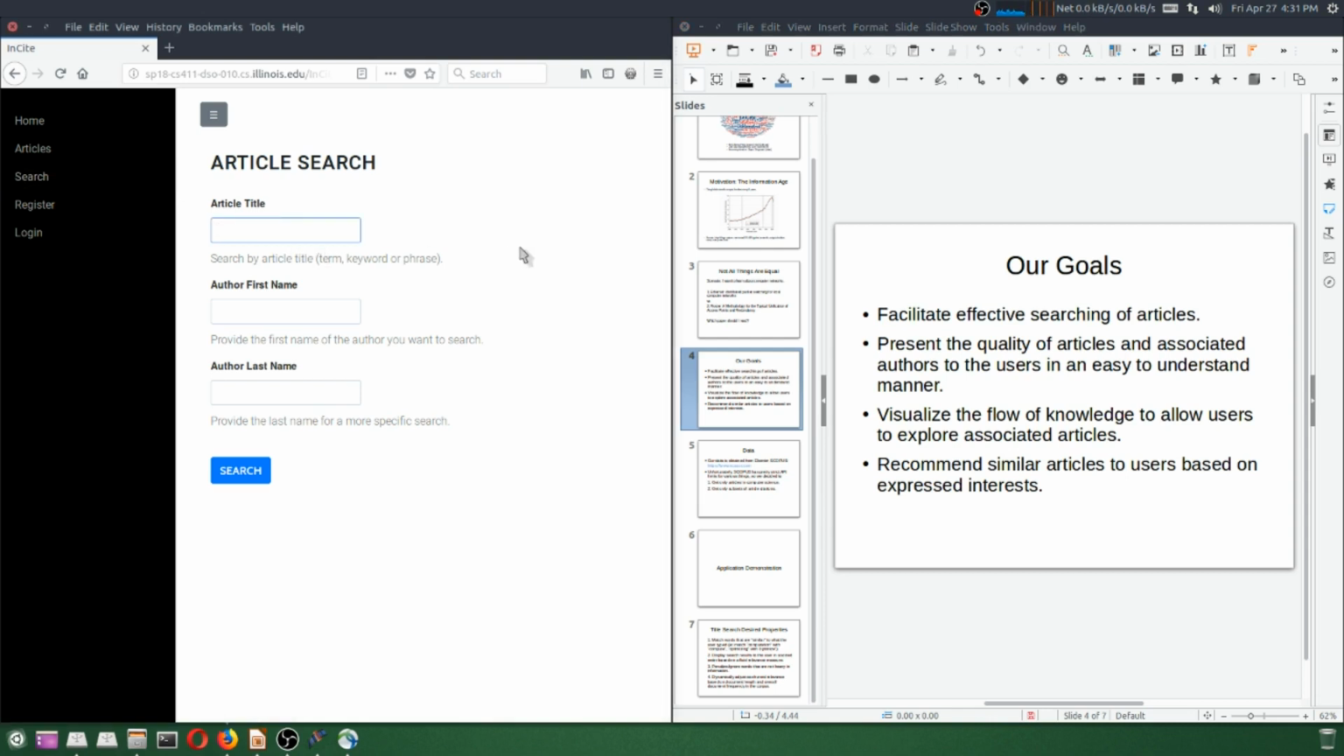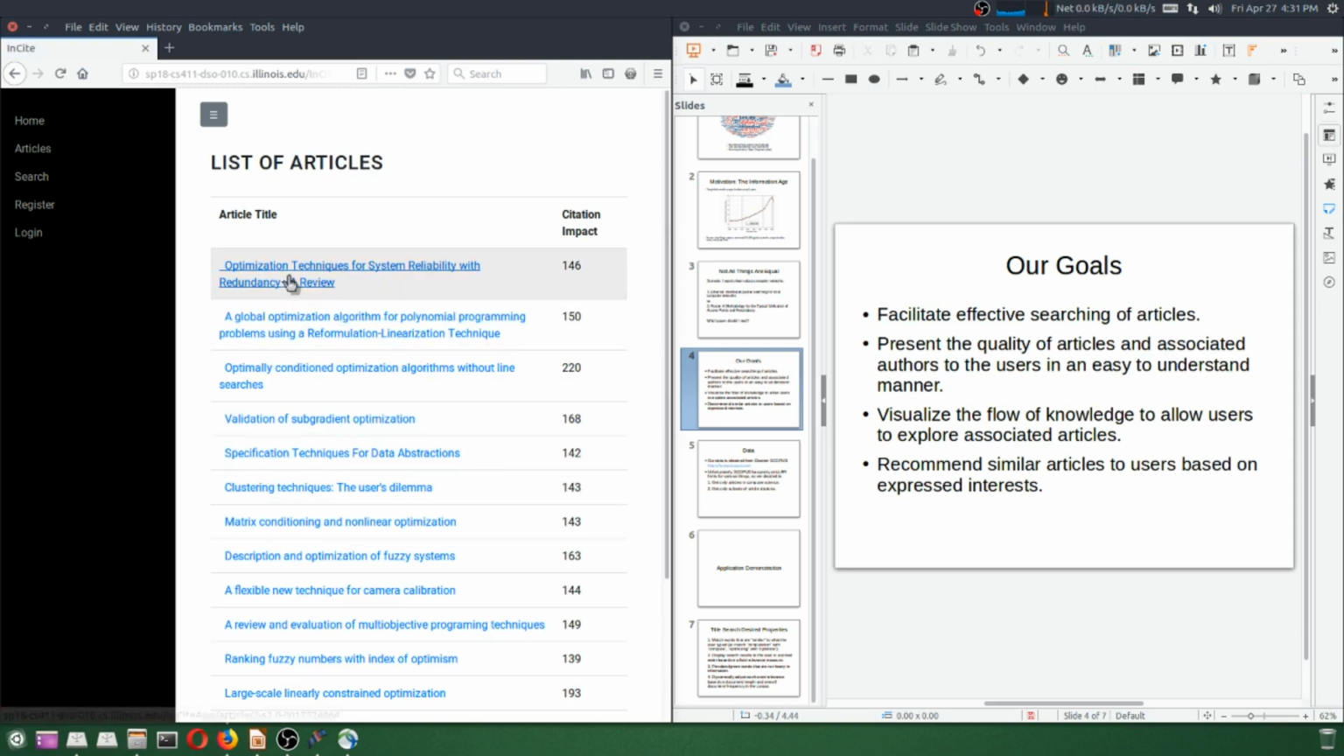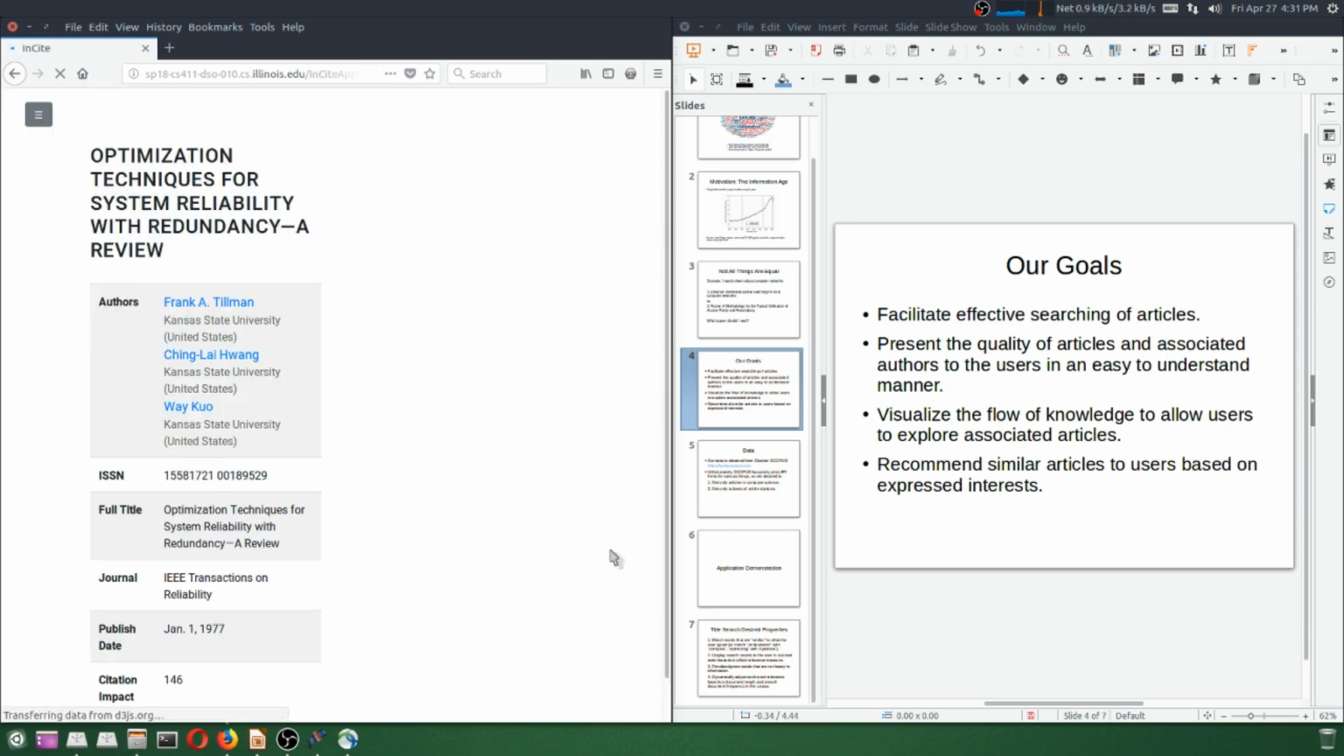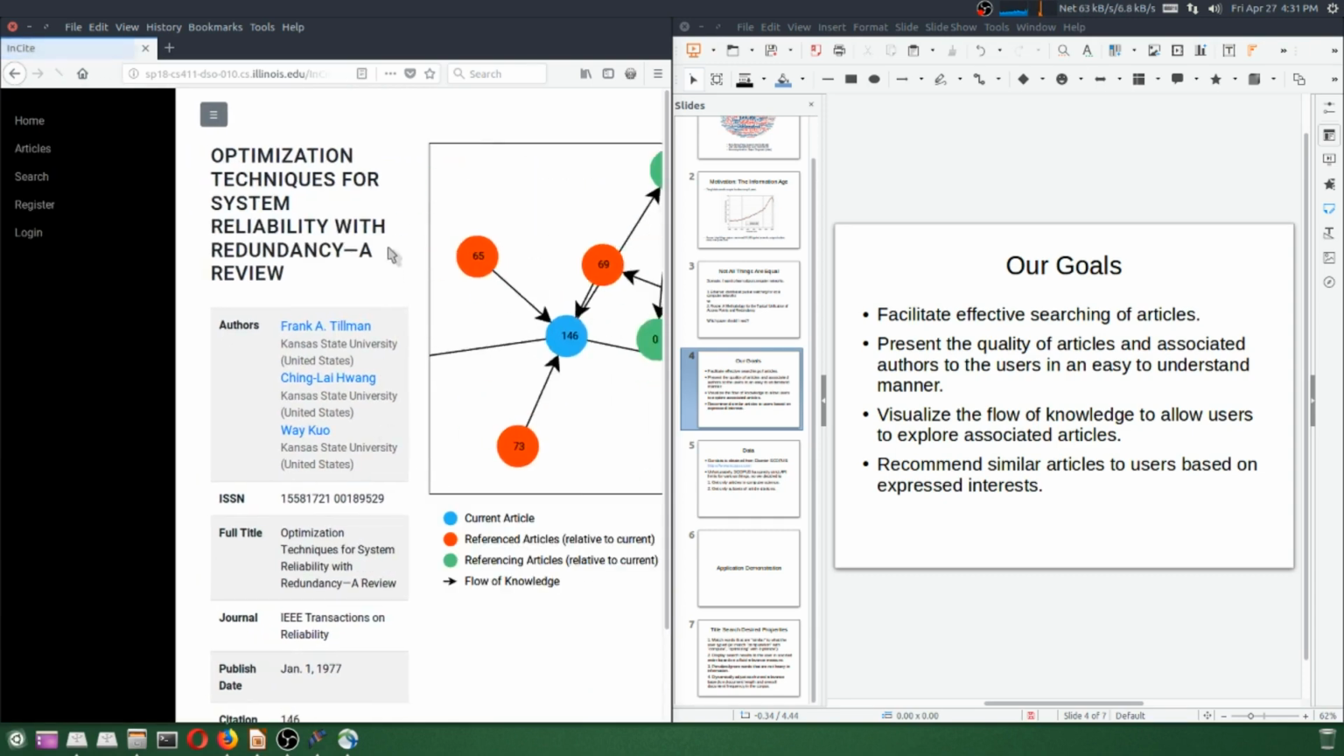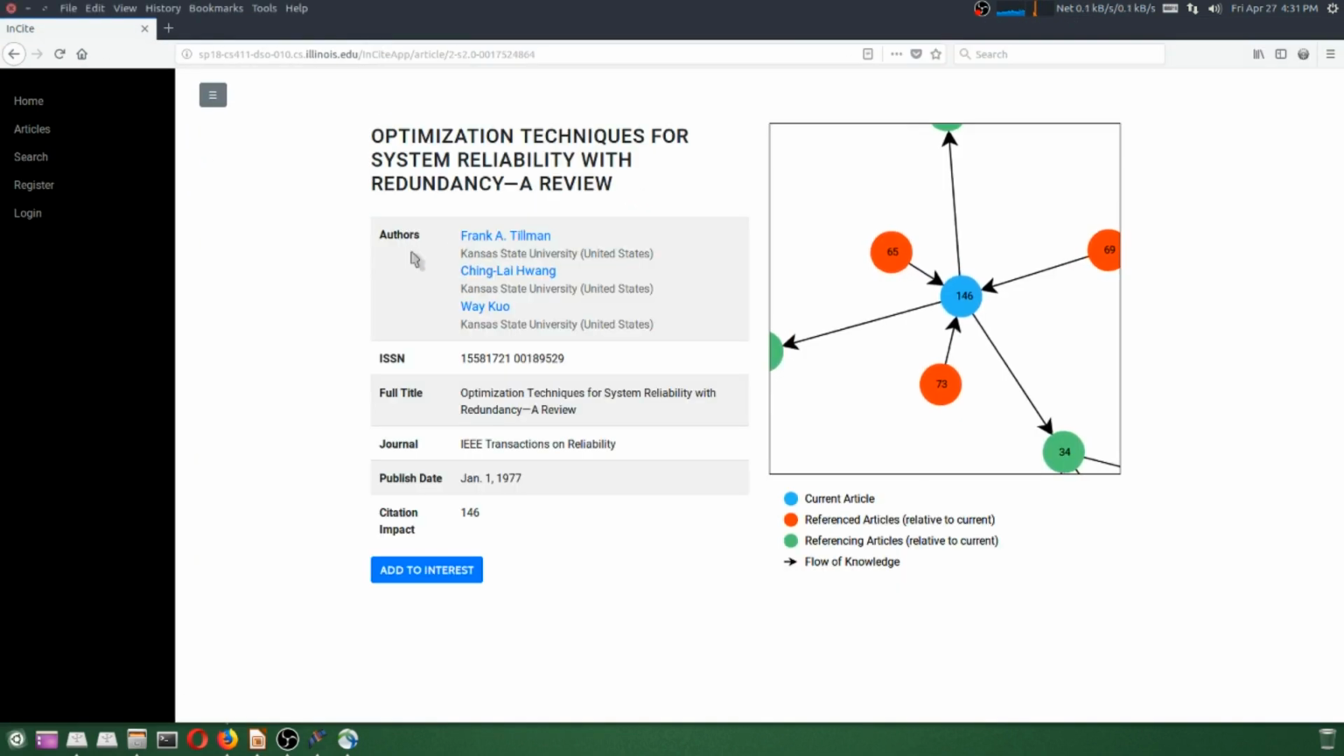Let me search for something that could be, let's say, optimization techniques. Just because, I mean, I've never done this search before, I have no idea what it's going to return. Okay, optimization techniques for system reliability with redundancy: a review. Let's click on this. Let me full screen this.